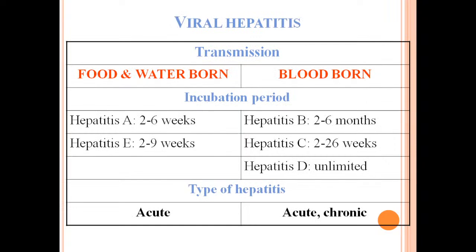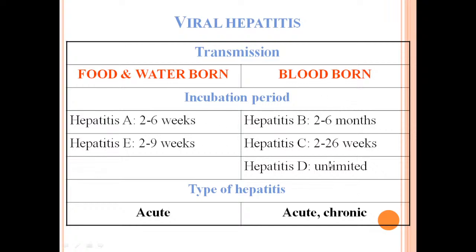So, all hepatitis that we study may be classified into two groups. These are food and waterborne hepatitis and blood-borne hepatitis. Food and waterborne hepatitis includes hepatitis A and hepatitis E that cause only acute infections. In hepatitis A and E, there is no chronic infection. And these hepatitis are transmitted through infected food or water, through direct contact.